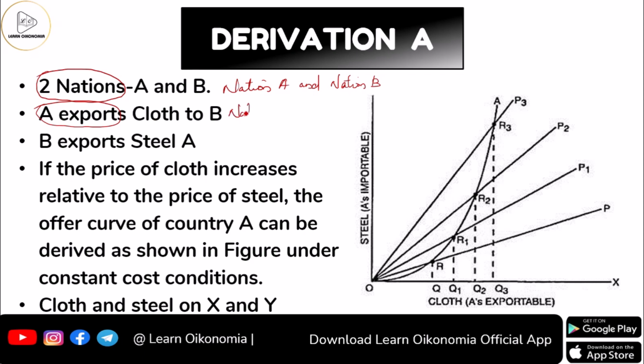So nation A exports cloth. When nation A exports cloth, it is an import to nation B. Simultaneously, nation B imports cloth from nation A, and nation A exports cloth to nation B. Since nation A is exporting some cloth to nation B, nation B should also give something to nation A, and it is only by considering that we can go for the offer curve.